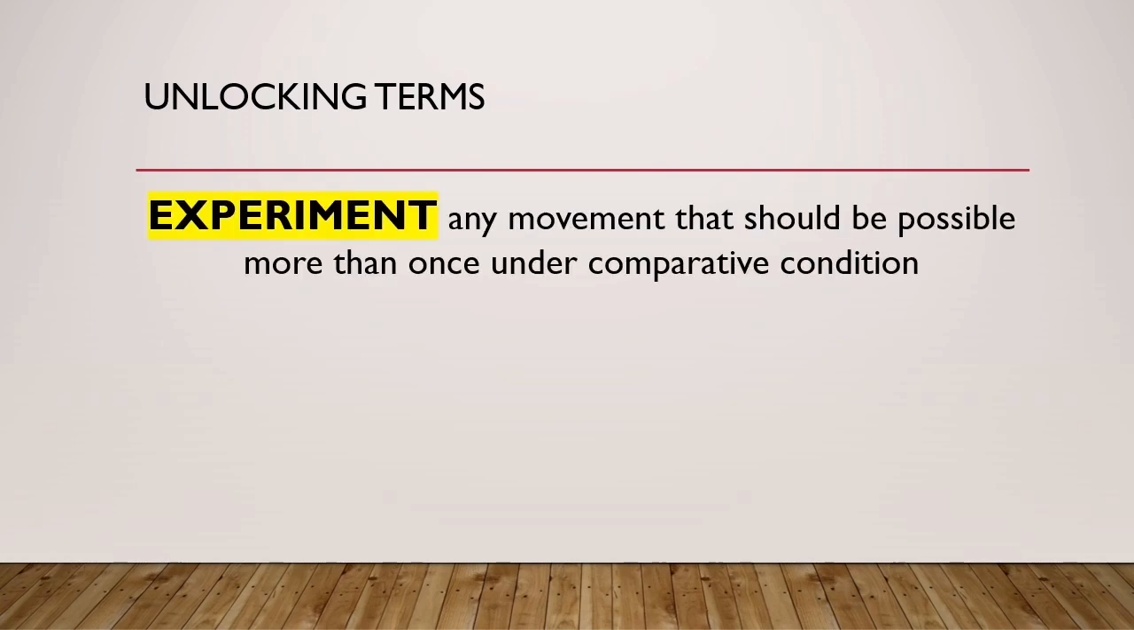So first we have the word experiment. I know you're familiar with this word because this is used in your subject science. So in this subject, statistics and probability, experiment is defined as any activity that should be possible more than once under comparable conditions. Meaning, this is any activity that can be done more than once, not just once. It can be done twice, thrice, or as many times as possible. Example is tossing a coin. In tossing a coin, you can do it not just once, you can do it twice, thrice, or as many times until you get tired.